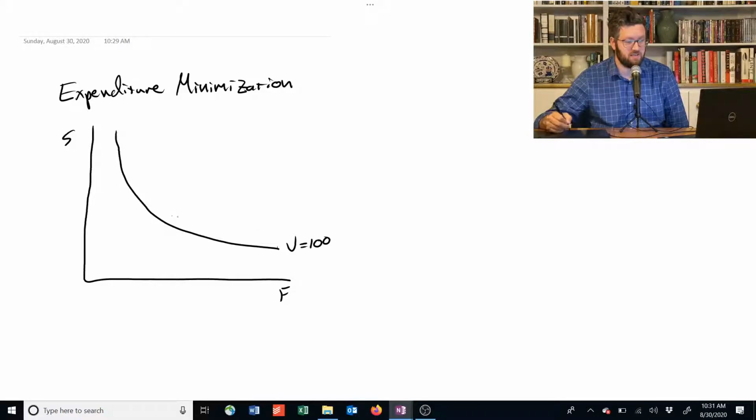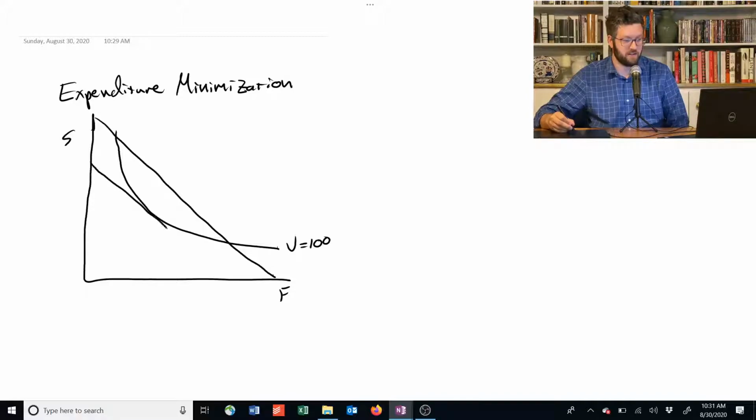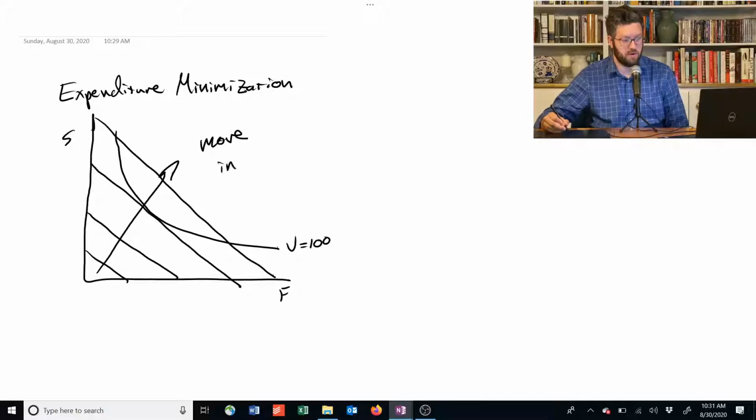So this thing stays fixed. All these combinations of S and F are the ones that give us 100, and we know the prices. We're not going to change those, but we're going to change the amount of income you might have. So let's suppose, here's one level of income. Here's a bit less income, but the same prices. Here's even less income, but the same prices, and so on. As we go into this corner, we have more income, and each one of these lines that I've just drawn is a budget constraint.